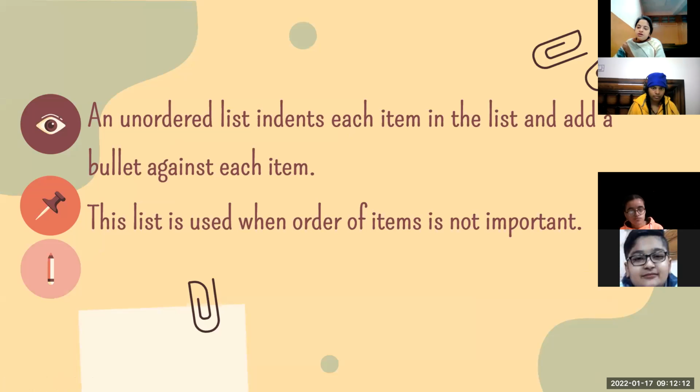Like if we are typing the steps to open Notepad: click on start button, click on all programs, click on accessories, click on Notepad. They should be in a particular order. So in that kind of list, we usually use the numbered list. But where the order of items is not important, say I want to type the names of foods of Punjab, we can type in any order, right? So when the order of items is not important, then we use the unordered list, and unordered list is displayed by using the bullets against each item, correct?